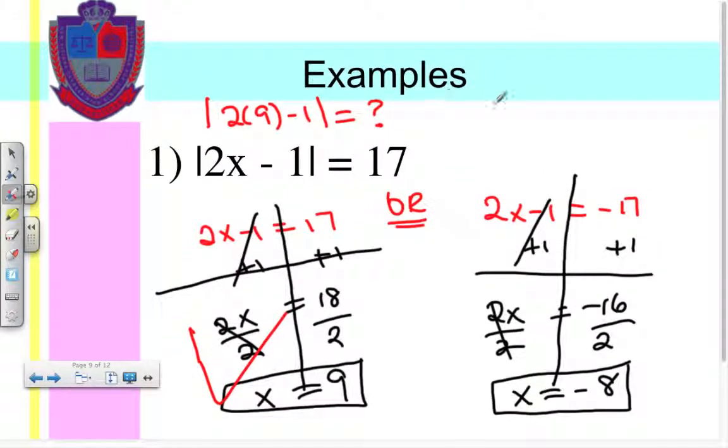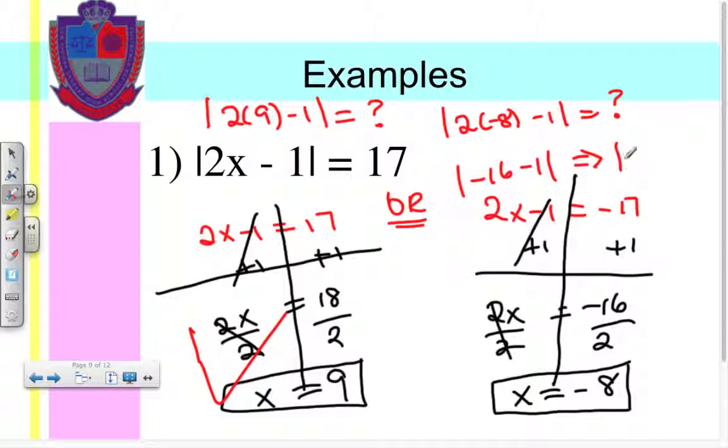Then we have negative 8. So the absolute value of 2 times negative 8 minus 1. Is this really 17? Let's see. 2 times negative 8 is negative 16. Negative 16 take away 1 is negative 17, and the absolute value of negative 17, as we all know, is positive 17, which is exactly what I want. Check.